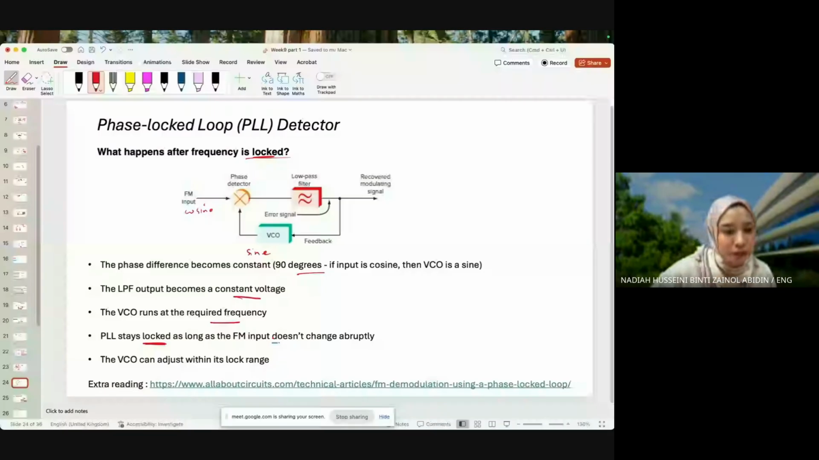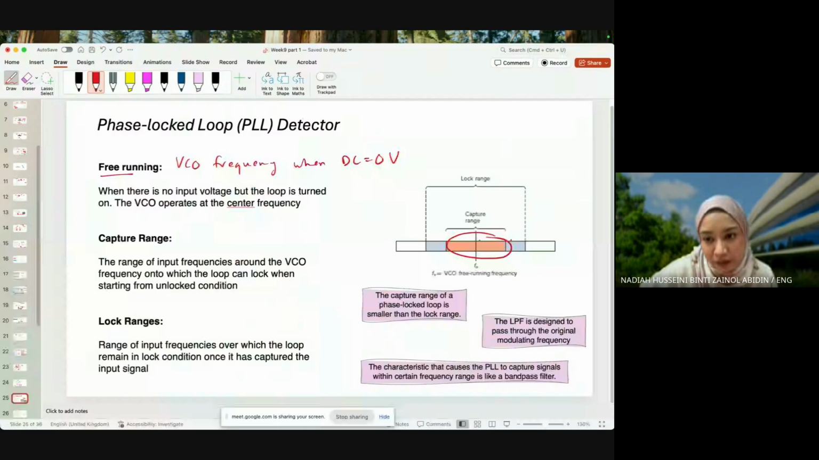So assuming the PLL is already locked, the PLL stays locked as long as the FM input does not change abruptly. What does abruptly mean here? So let's say this FM signal is over here, okay? And then it moves here, and because it is dependent on the message signal, it moves here, it moves here. Sometimes there is noise, or the message signal is distorted, or the message signal changes very abruptly, and it goes from here to here, outside of the lock range.